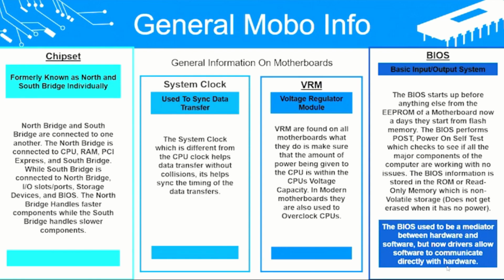So next is the VRM, or voltage regulator module. VRMs are found on all motherboards, and what they do is make sure that the amount of power being given to the CPU is within the CPU's voltage capacity. In modern motherboards, they are also used to over and underclock CPUs. These VRMs are also capable of protecting your CPU from power surges.